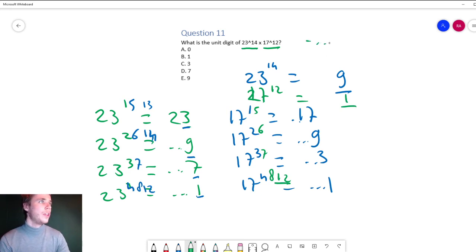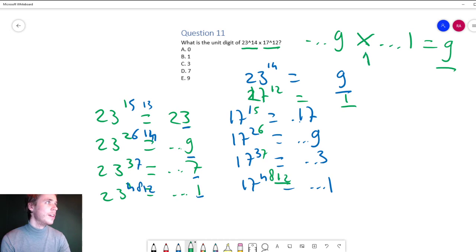So something with a unit of 9 times something with a unit of 1 will end with a 9. Really check the sign again. If it was a plus, the answer would be A, but now it's a multiplication sign, so it is answer E, 9.